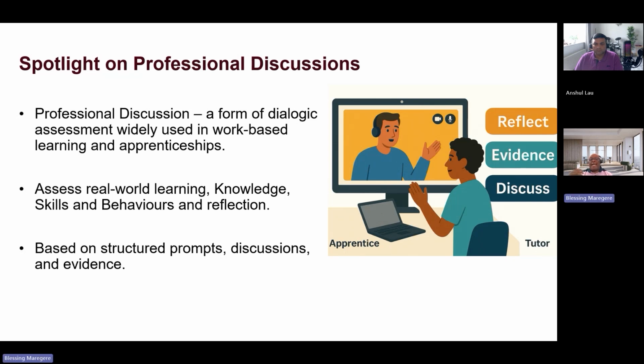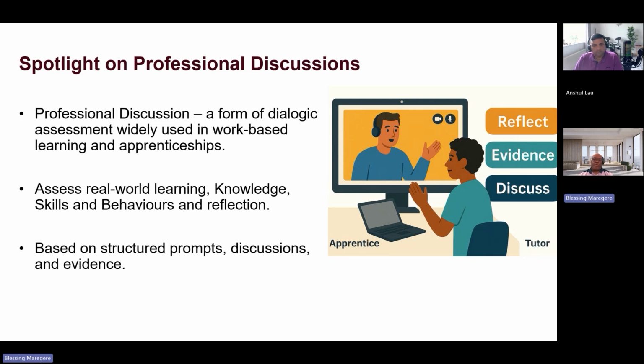How it works, it can be done virtually. A lot of us do work in hybrid environments, so you can meet with an apprentice or a learner through Teams or Zoom, and then you'd ask them questions and probe them about the activities that they've done at the workplace. This can also be applied to assessments if they're not work-based learning or apprenticeships.